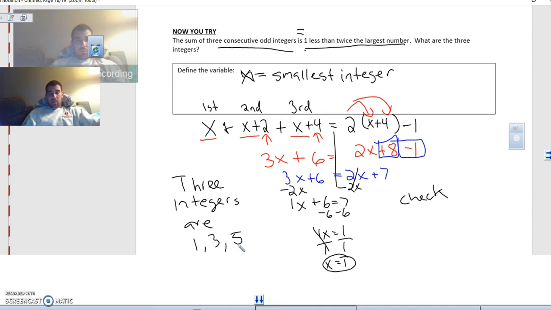So 3 consecutive integers, 1 plus 3 plus 5. Does that equal 2 times the largest integer, which is 5, minus 1? 1 plus 3 plus 5 is 9. Does that equal 10 minus 1? And it does.